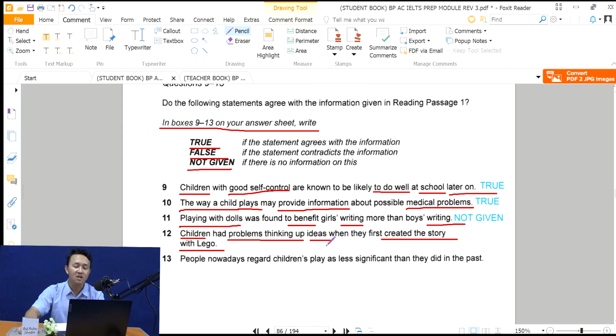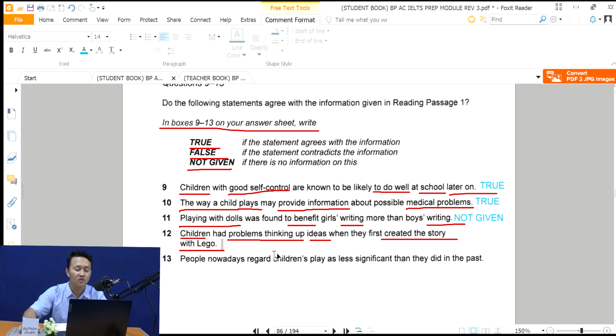Okay, so which means that the information in the text and information in the statement, children had problem thinking of ideas when they first created the story with Lego, contradict with each other, so they are different. So it means that the answer to number 12 is false.